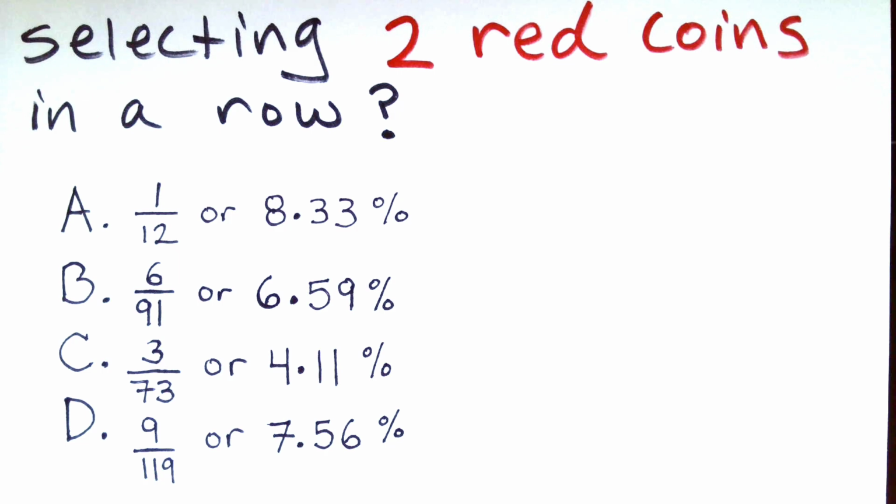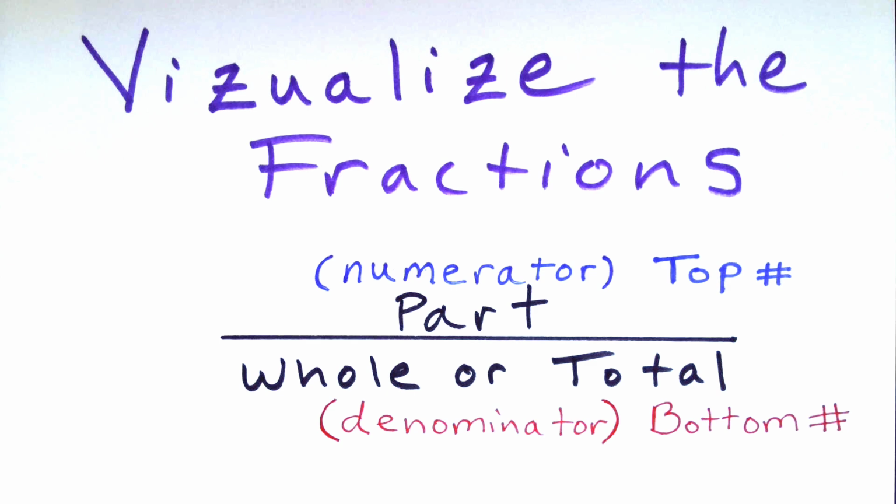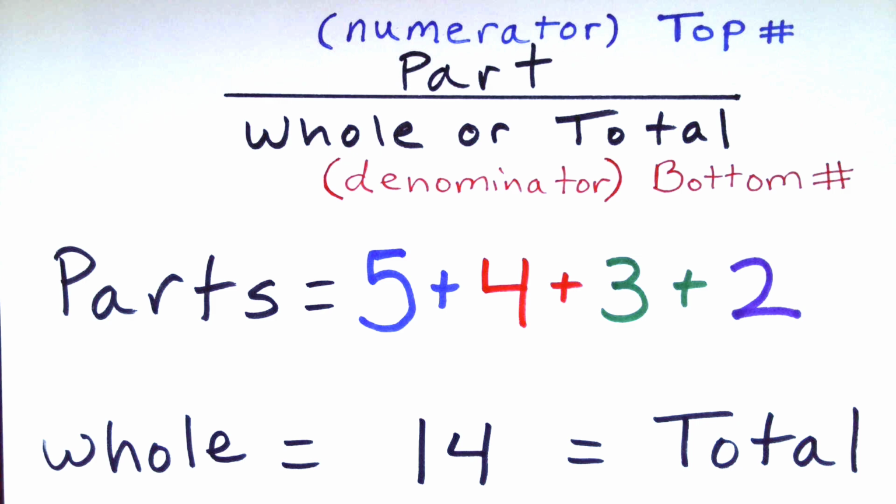Now this is a difficult question, so I'm going to probably answer it in at least 2 parts, maybe 3. I'm going to go very, very slow. Again, it helps to visualize the fractions, right? The numerator, that's the top part of the fraction, is going to be our parts. The bottom part of our fraction, the whole or the total, that's the denominator.